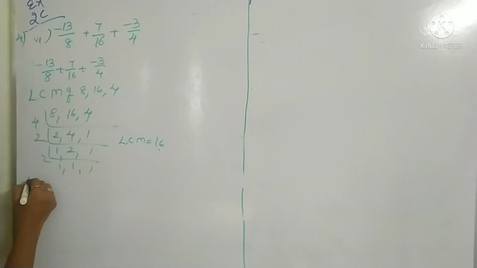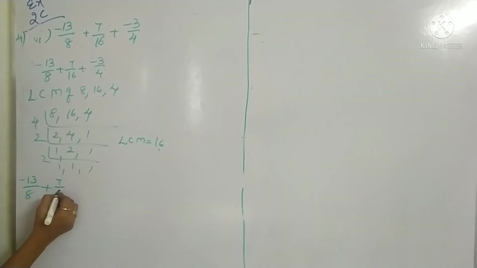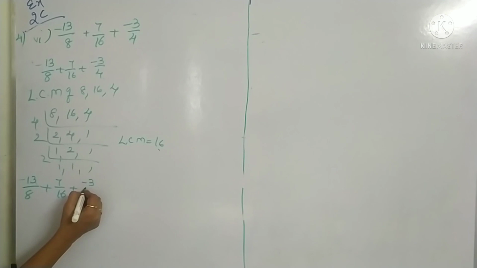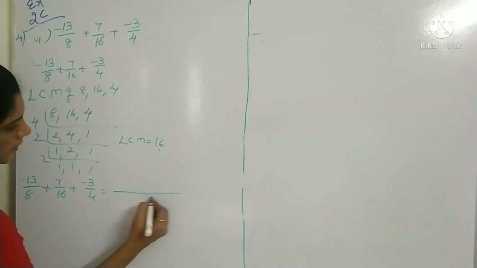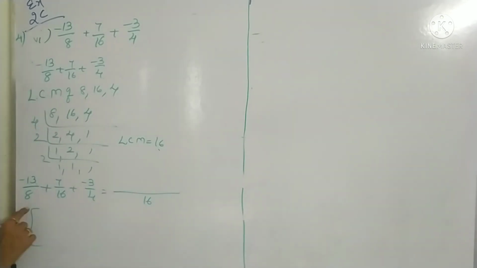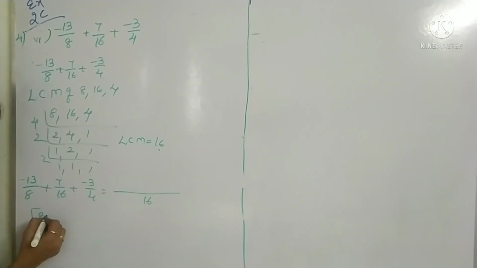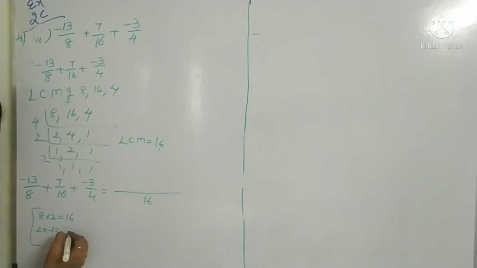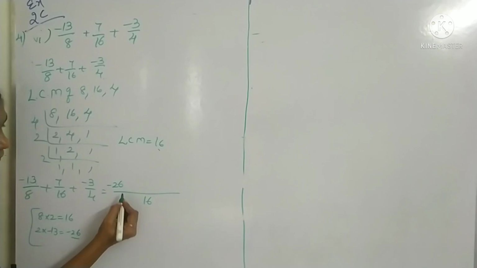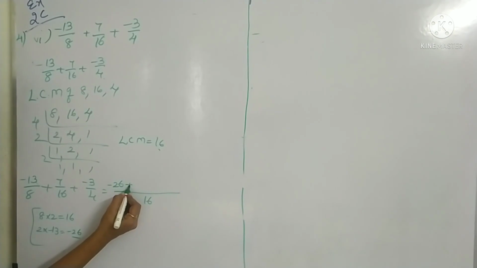See, once again I am writing 8 plus 7 by 16 plus minus 3 by 4. What is the LCM here? 16. Now see, 8 in 8 table, how many times do you get 16 here? 8 twos are 16. With this 2, multiply the numerator, minus 13. What do you get here? Minus 26. This 26 write down here. After that plus.